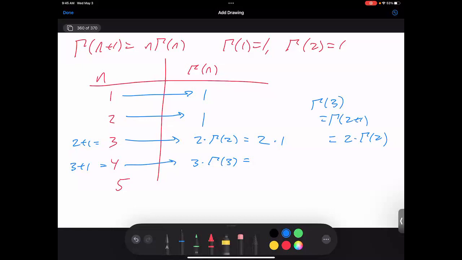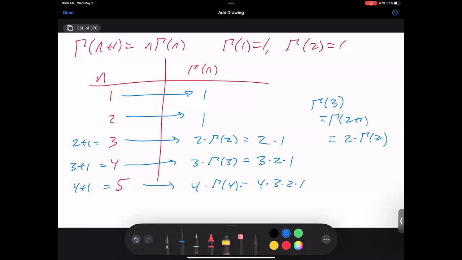So I can write 4 is 3 plus 1. So now if I take n equals 3, I get 3 times gamma of 3. Well, gamma of 3 was 2 times 1. For 5, I can write this as 4 plus 1. And so this is going to be 4 times gamma of 4. So 4 times 3 times 2 times 1. What does that equal?